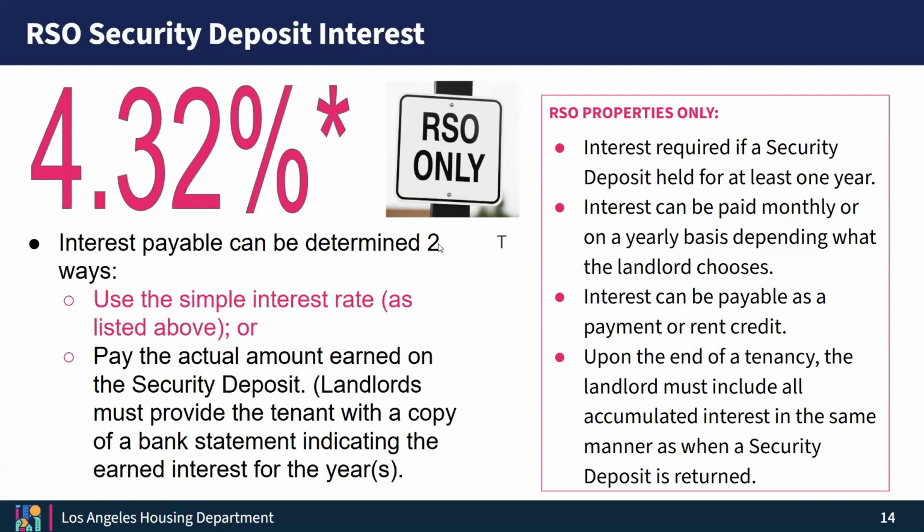RSO properties only. Interest is required if a security deposit is held for at least 1 year. Interest can be paid monthly or on a yearly basis, depending on what the landlord chooses. Interest can be payable as a payment or rent credit. Upon the end of tenancy, the landlord must include all accumulated interest in the same manner as when the security deposit is returned. Next slide.